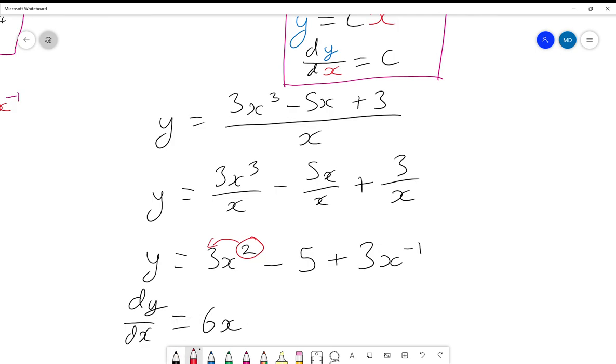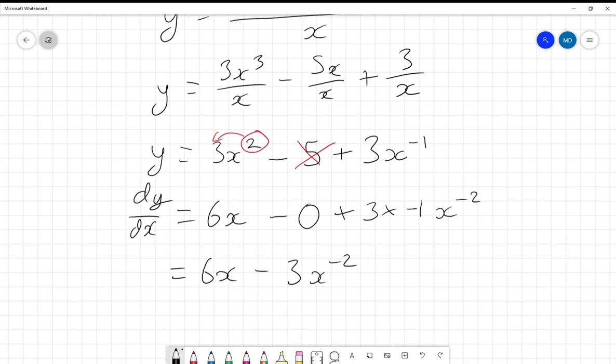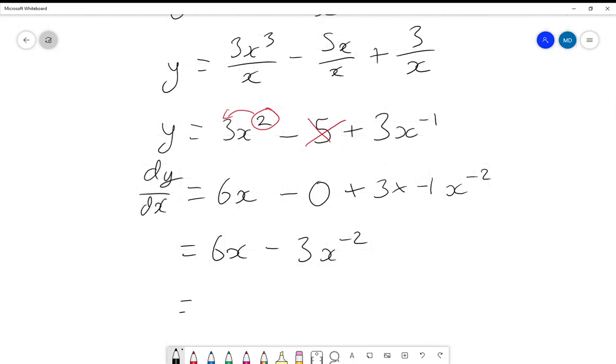5, when we differentiate, it's just going to disappear. So we're going to get plus 0, or minus 0 if you prefer. And then we bring this down, we're going to get plus 3 multiplied by negative 1 x to the power of negative 2. And so simplifying that, we get 6x minus, the 0's disappeared, 3 times negative 1 is negative 3, x to the minus 2, or if you want to write it back as a fraction, 6x minus 3 over x squared.